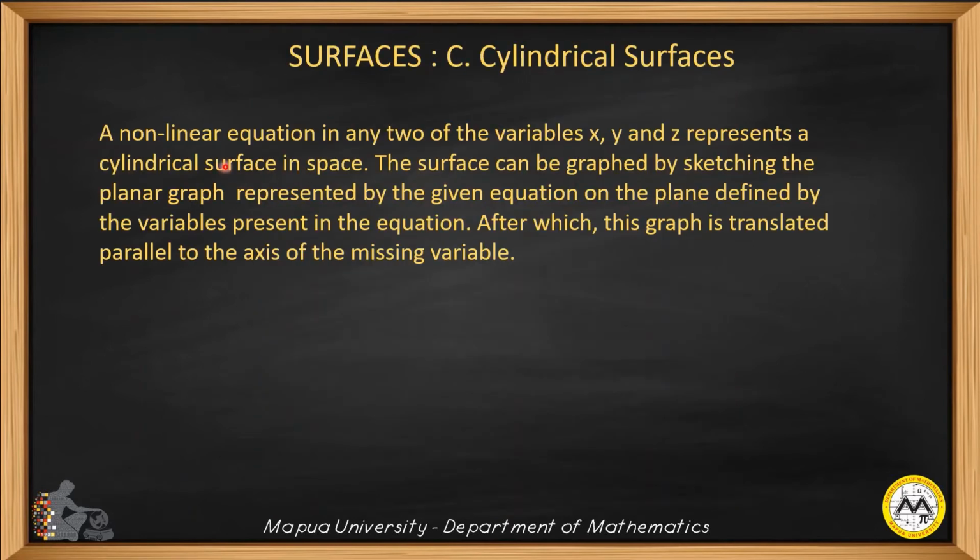A nonlinear equation in any two of the variables x, y, and z would represent a cylindrical surface. Now, the surface can be graphed by sketching the planar graph represented by the given equation on the plane defined by the variables present in that equation. So when you have drawn the planar graph, what you do is you translate that graph parallel to the axis of the missing variable.